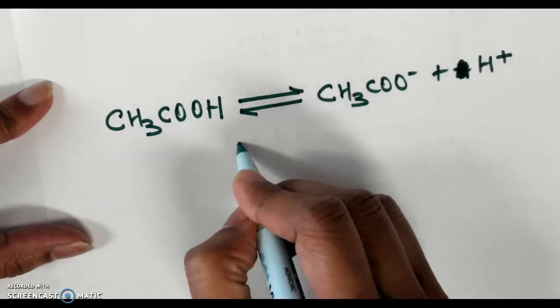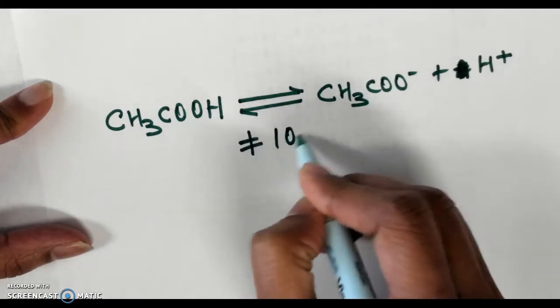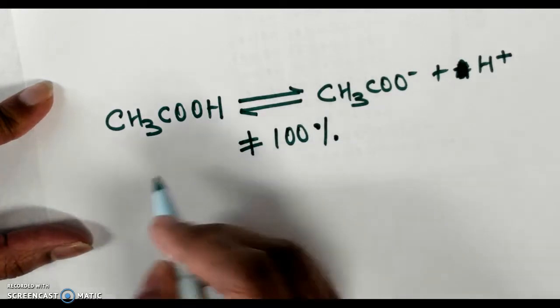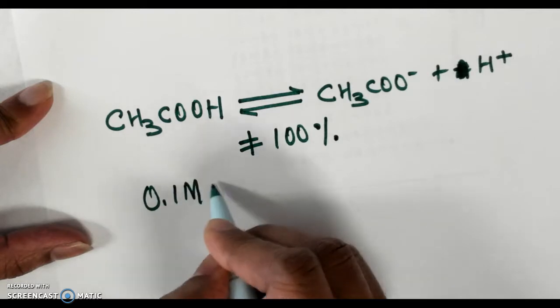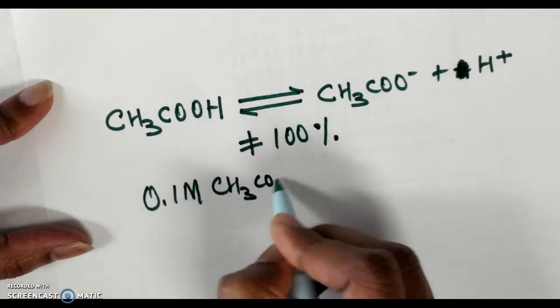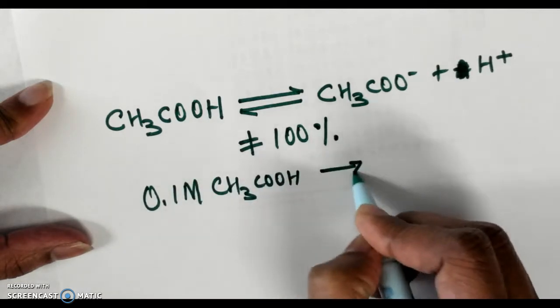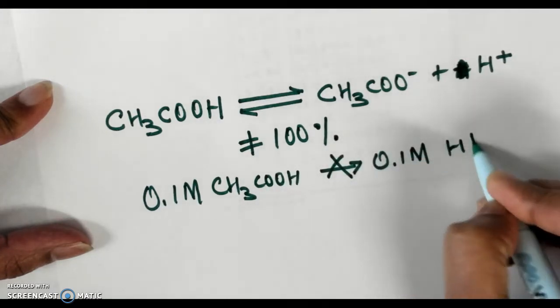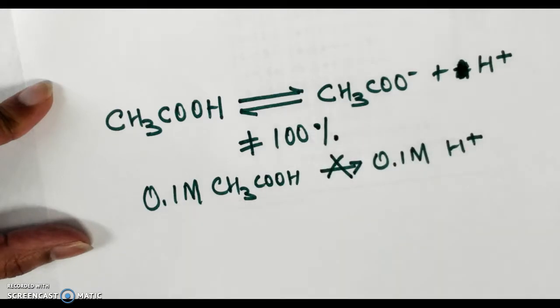Therefore, this is not equal to 100% dissociation, which means if I had 0.1 molar acetic acid, this is not going to give me 0.1 molar H plus ions. It's going to be way less than that.